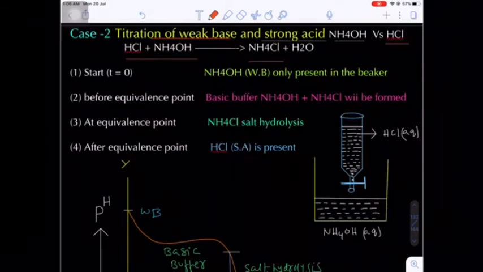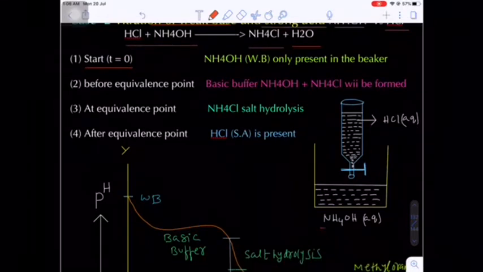That is HCl. Okay. Now the reaction between ammonium hydroxide and hydrochloric acid gives ammonium chloride, NH4Cl, and water, H2O. In the last class I told you there are 4 stages. First stage, the starting stage. In the beginning, here in the beaker we have only the ammonium hydroxide solution. That means we are not yet adding the hydrochloric acid.